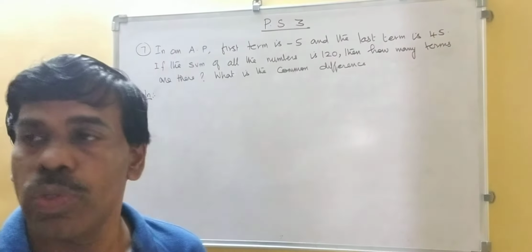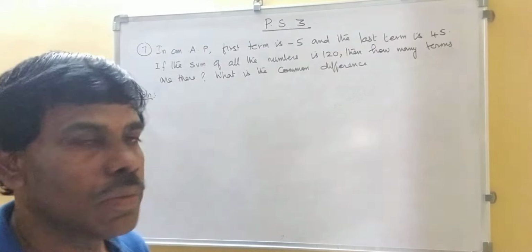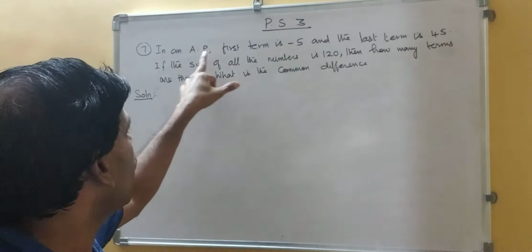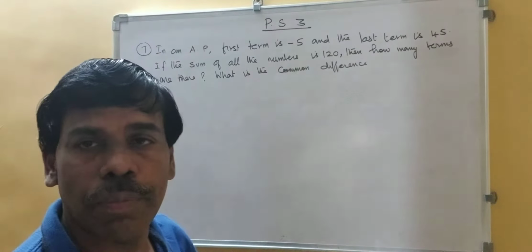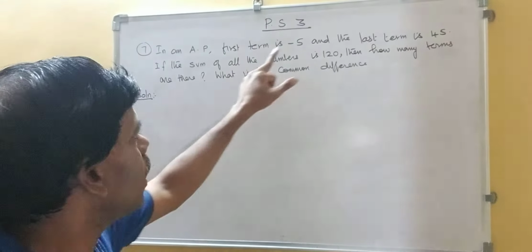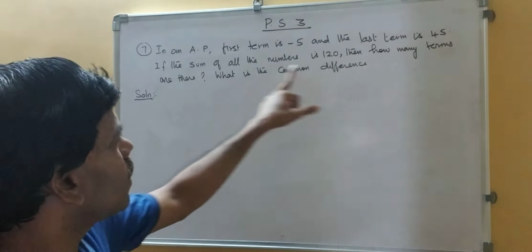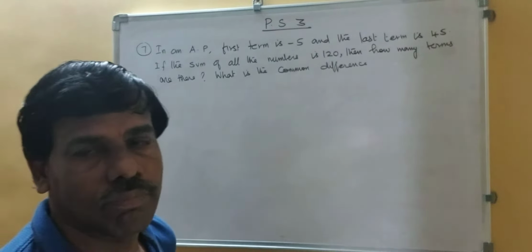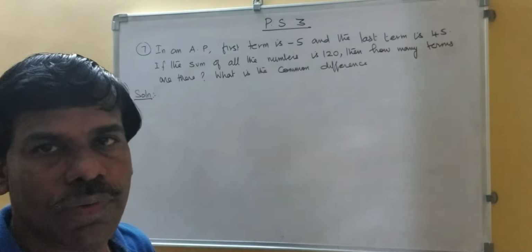Students, now we will continue with problem set 3 of arithmetic progression. The seventh sum is like this. In an AP, the first term is minus 5 and the last term is 45. That means a is minus 5, Tn is 45, and Sn equal to 120. So how many terms are available, and we have to find the common difference.